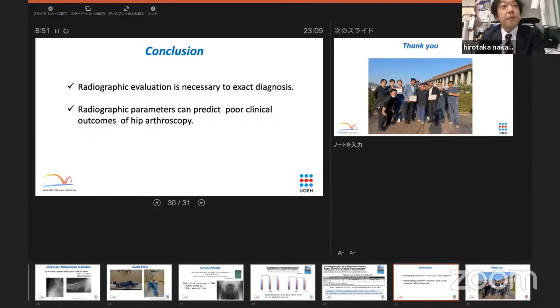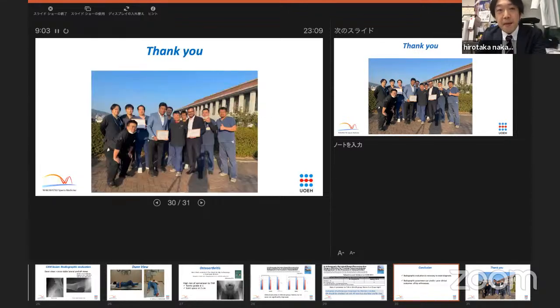In conclusion, radiographic evaluation is necessary for exact diagnosis. Radiographic parameters can predict poor clinical outcomes of hip arthroscopy. Thank you.